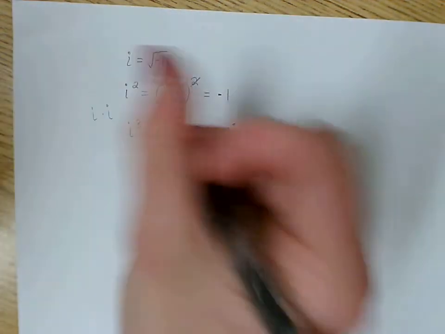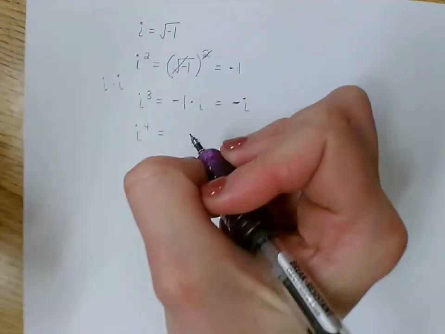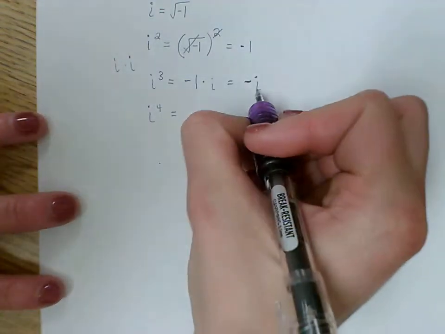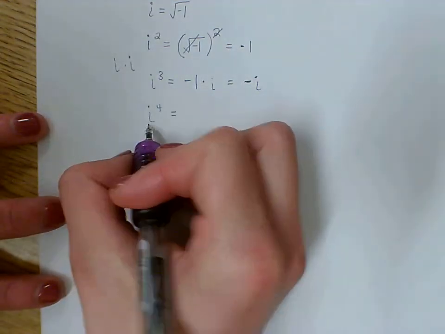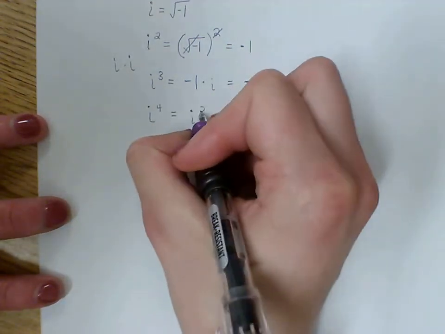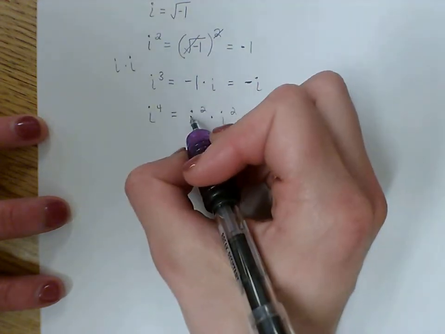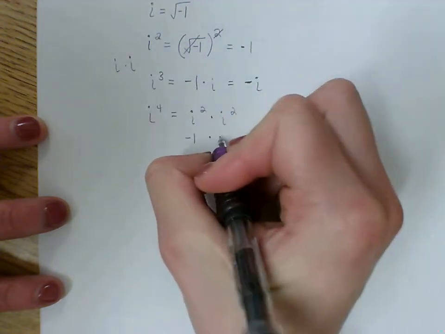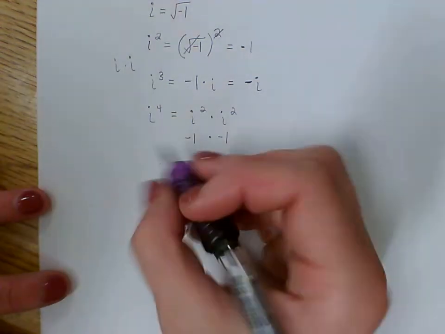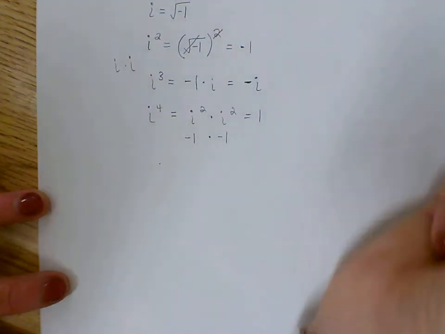Okay, so what if we kept taking this and multiplying it by another i? Well, that would be i to the 4th. So what happens if we take i to the 4th? You could just take this and multiply it times i again. Or another way of thinking about this is this would be the same thing as i squared times i squared. So think about what i squared is. i squared is actually -1, so that would be -1 times -1. So then what's -1 times -1? Well, you get 1.